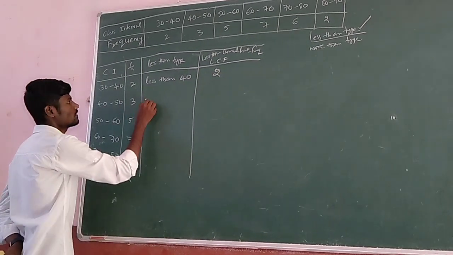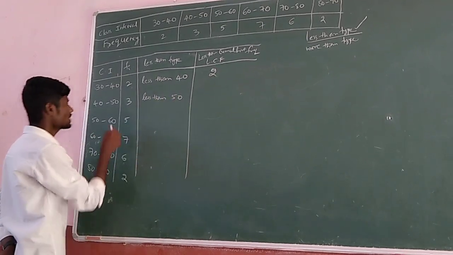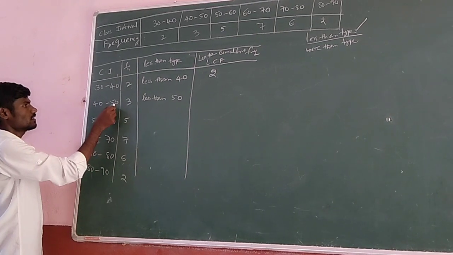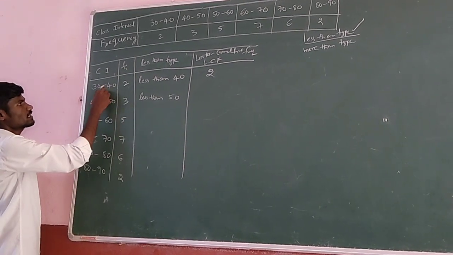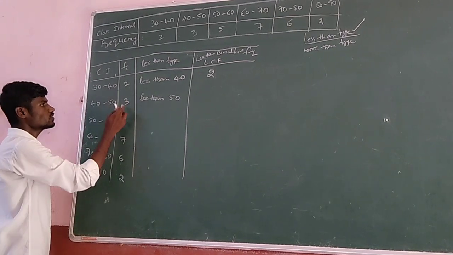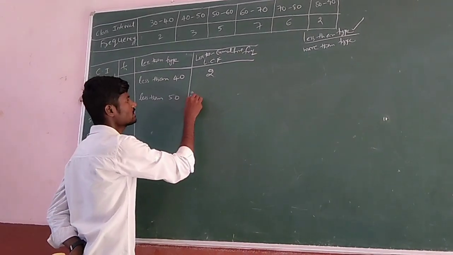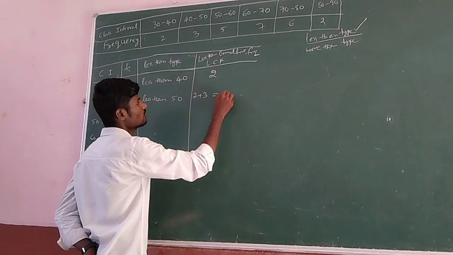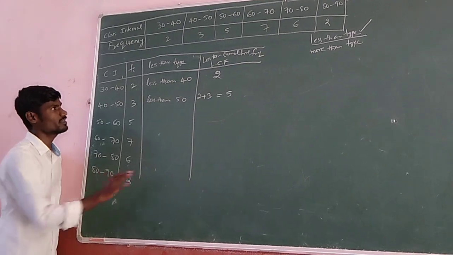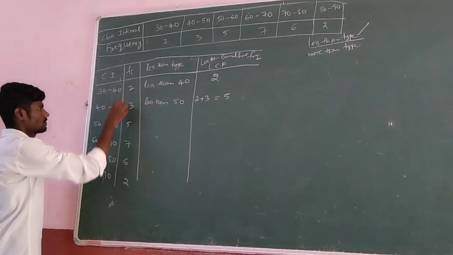Next one, less than 50. Less than 50 means these two classes will be taken: 30 to 40 and 40 to 50. What are those two frequencies? 2 and 3. 2 plus 3 is 5. Carefully observe: simply remember, less than type means we need to consider the upper boundary.